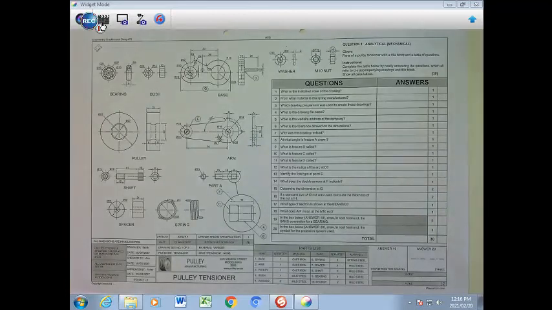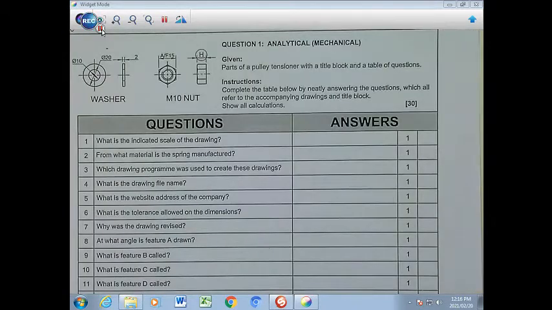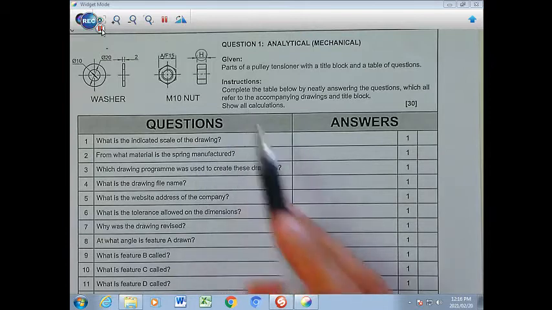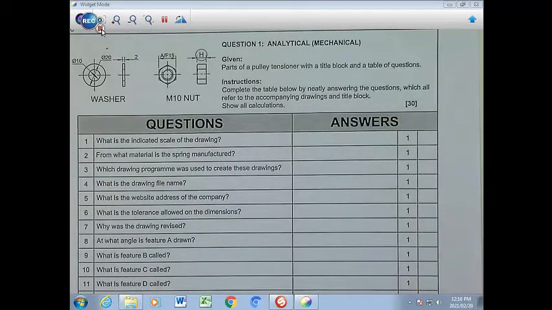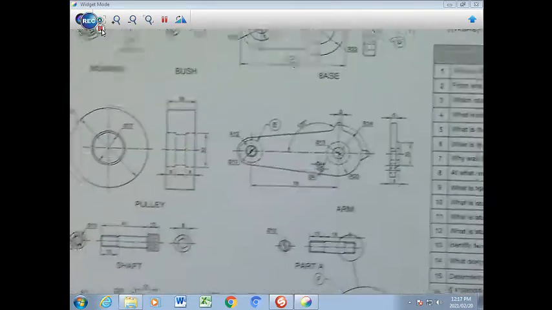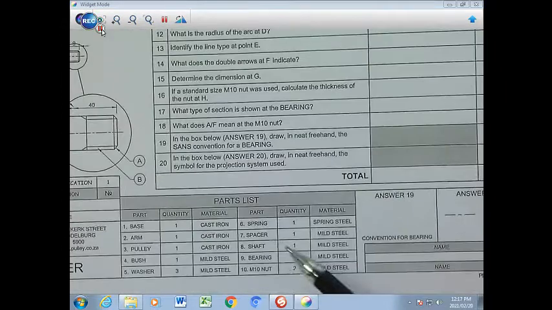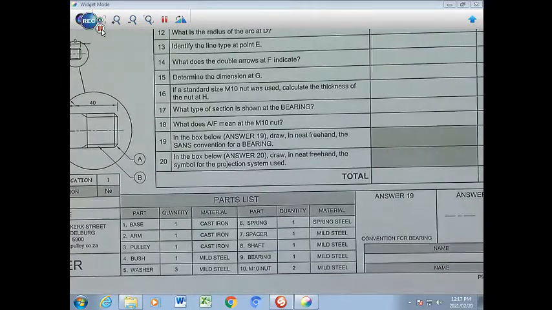Grade 11s, we're looking at Analytical Mechanical 6, and we're going to zoom in on the instructions so that we can look at the different components and answer those questions. Parts of a pulley tensioner with a title block is given to you and a table of questions. These are the questions, those are the components. You will find the list, the part list of the components.